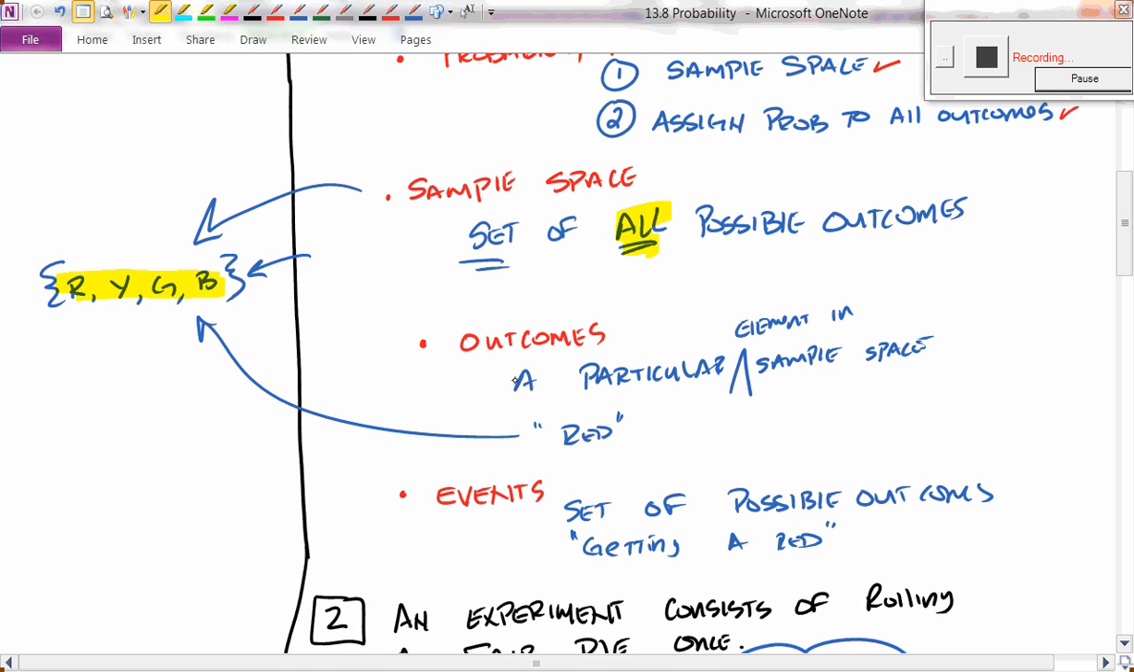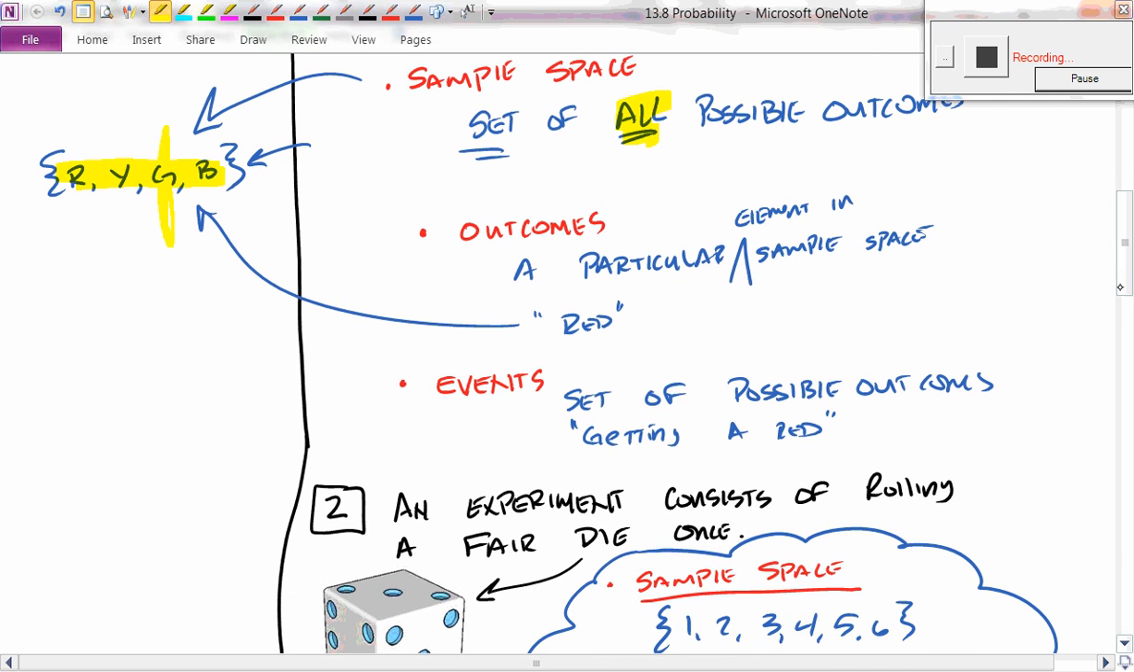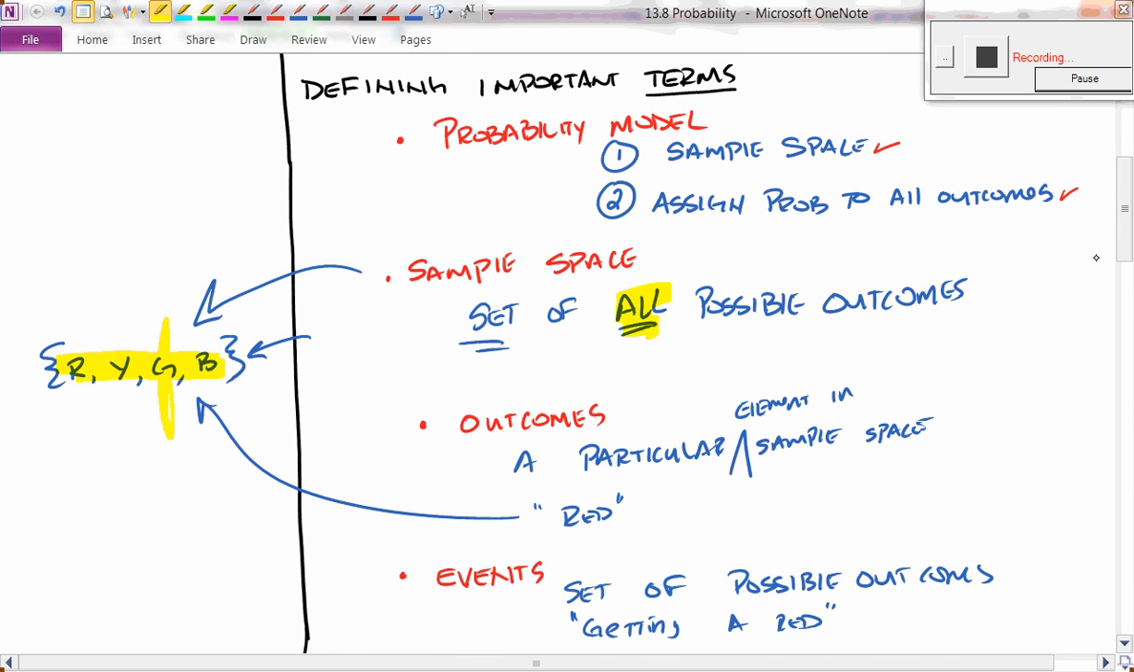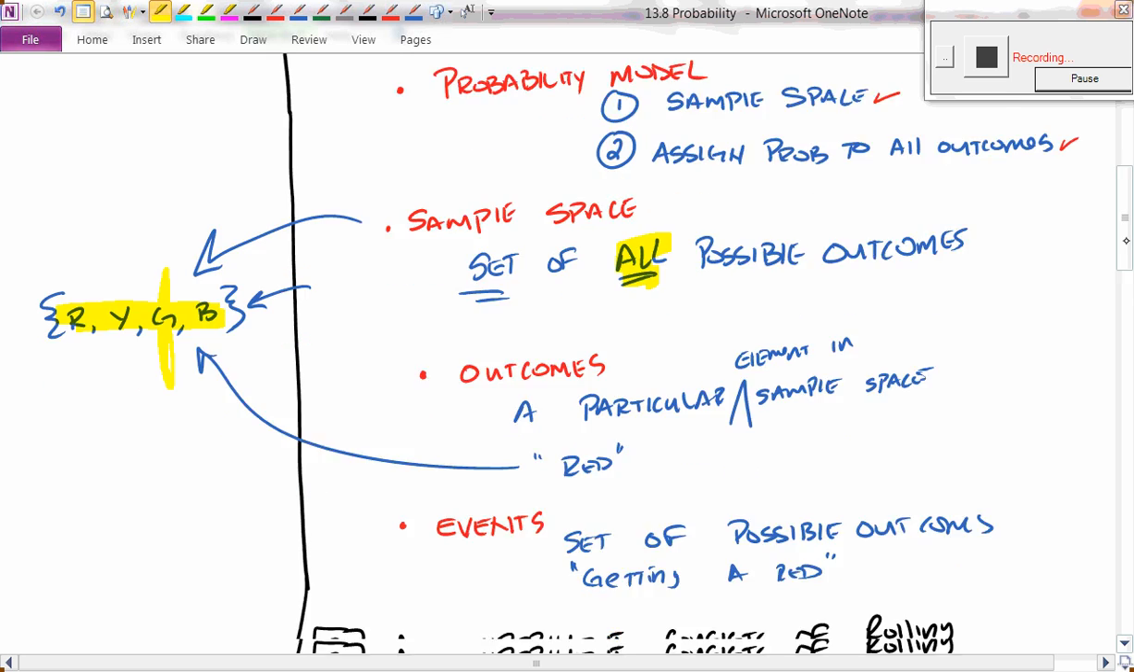An outcome is just a particular element in that sample space. So an outcome could be getting a green, or a red, or whatever you want. And then an event is a set of possible outcomes, like getting a red. So a couple of terms there: probability model, sample space, outcomes, and event.